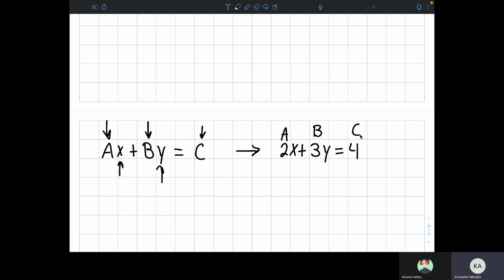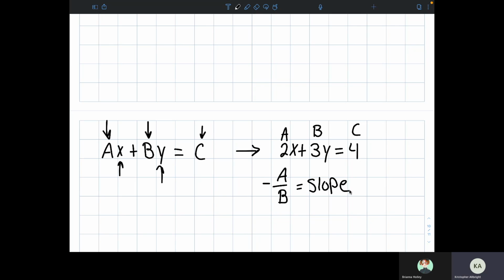So this looks like Greek so far. It's not very helpful for us at all. But what we can do with this is pull out a lot of useful information. We've already talked about slope a little bit, and slope is just your rise over your run. Well, when you have standard form, you can pull slope out automatically. It's negative A over B.